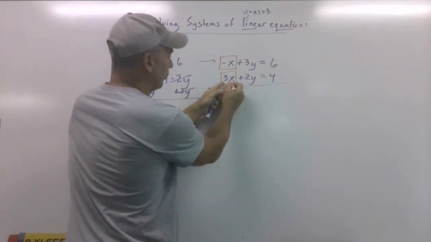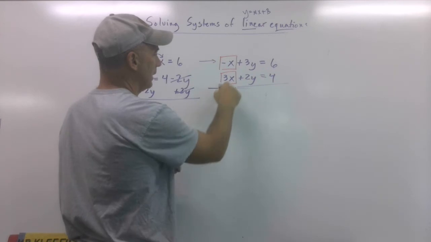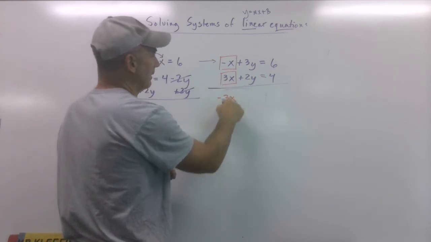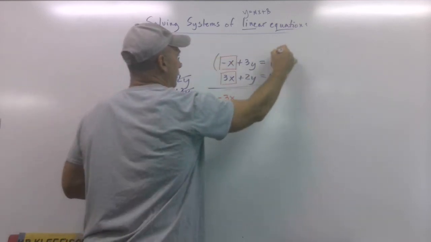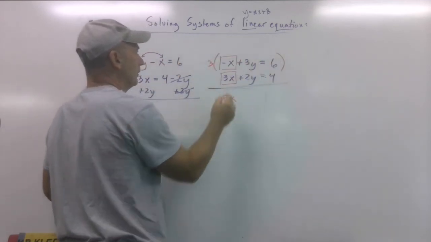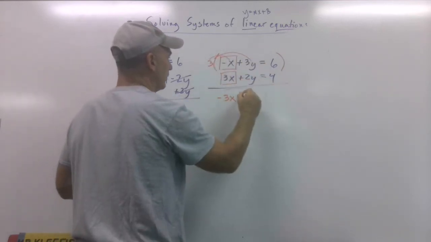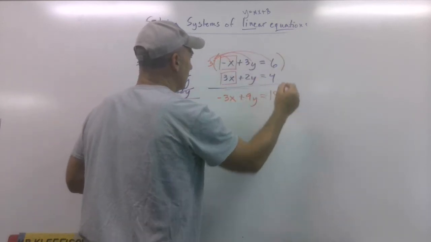So I see that that's a 3x. What I want is a negative 3x, and then I'm going to add these two together, and then they will eliminate. Well, how do I get that from this equation? I'm going to multiply this top equation by a 3. So that gives me negative 3x, plus 9y, and this is 18.